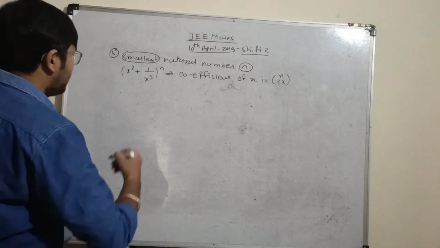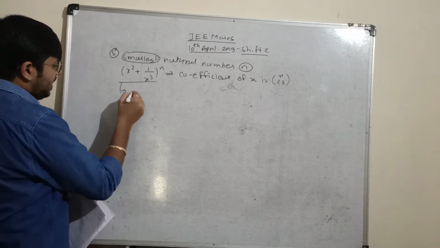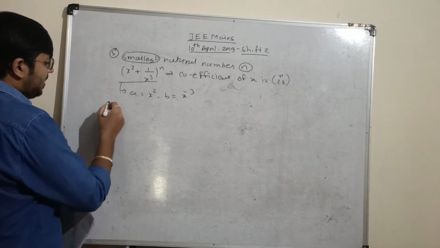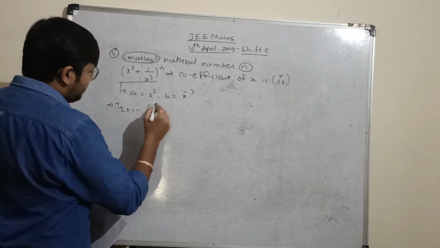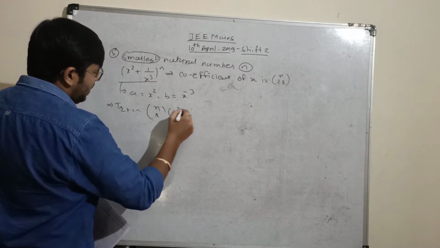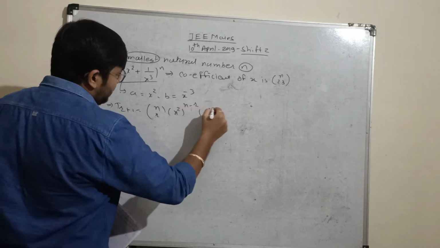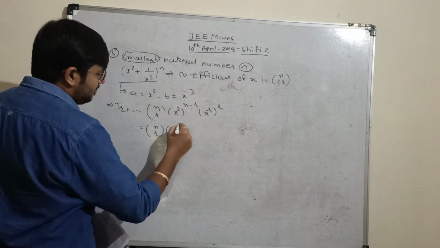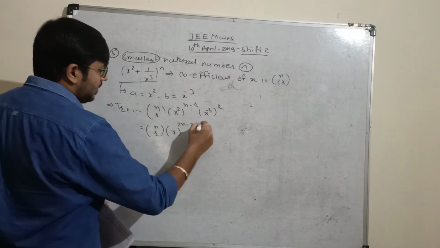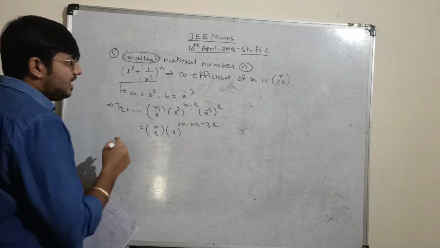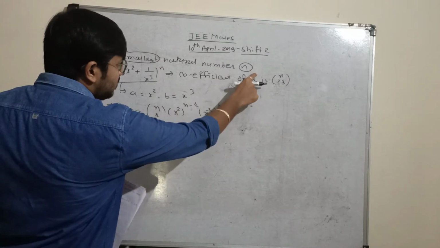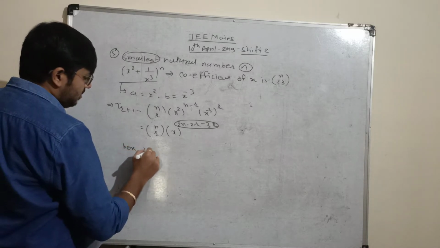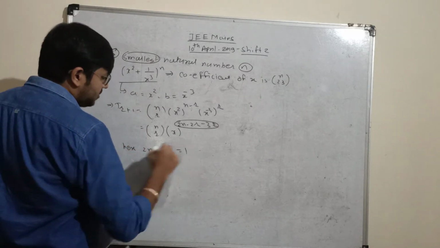Okay, so first of all, for this given expansion, let's say a equals x square and b equals x to the power minus 3, right? So let's find the general term. The general term T(r plus 1) is nCr a raised to n minus r and b raised to r. So I have nCr x to the power 2n minus 2r and minus 3r. Now for getting a power of x equal to 1, I need to compare, so here 2n minus 5r equals 1.